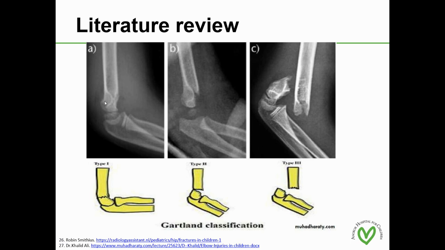And this is the original Gartland classification of supracondylar fracture. In the original one, we classify only 3 types: first, second, and third. The first is a non-displaced fracture, the second is displaced but incomplete, and the third is a complete fracture with complete displacement of the supracondylar portion of the distal humerus.